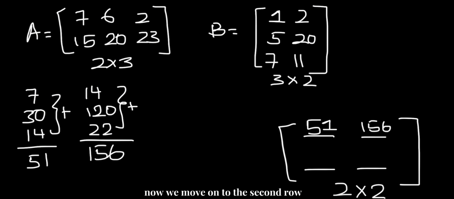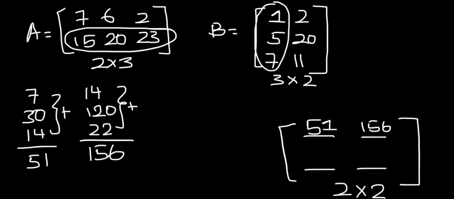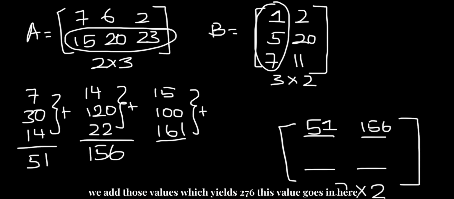Now we move on to the second row. We take this row and we multiply it by each column. Let's start with multiplying this row by the first column. 15 multiplied by 1 is 15. 20 multiplied by 5 is 100. 23 multiplied by 7 is 161. We add those values, which yields 276. This value goes in here.